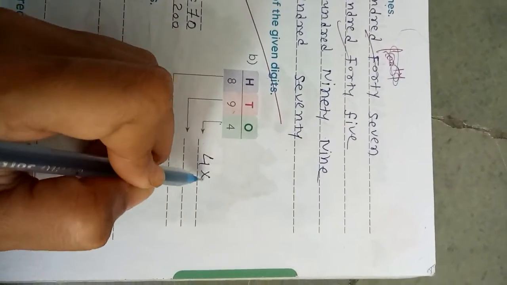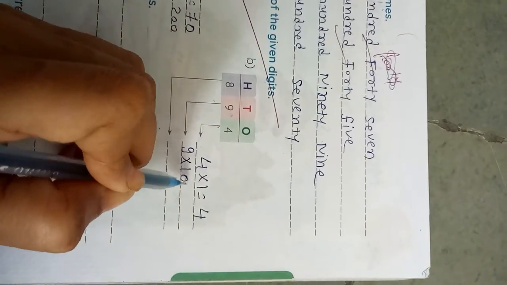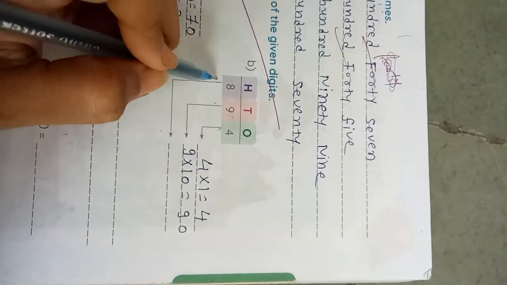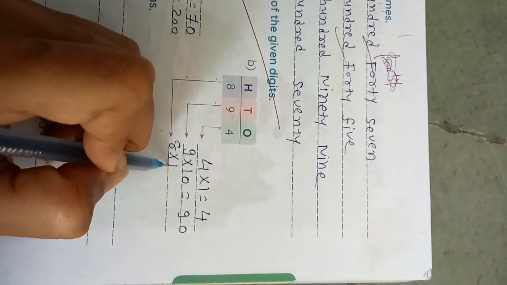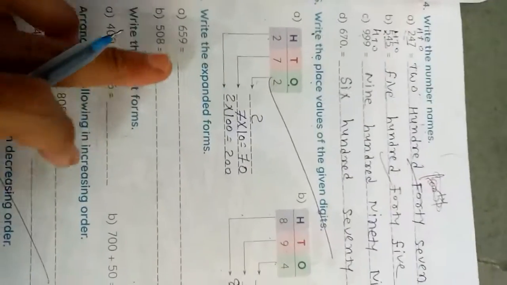Here 4 at the 1 place, multiplied with 1 is 4. 9 at the 10 place, so 9 multiplied by 10 equals 90, and 8 multiplied by 100, so its place value is 800.